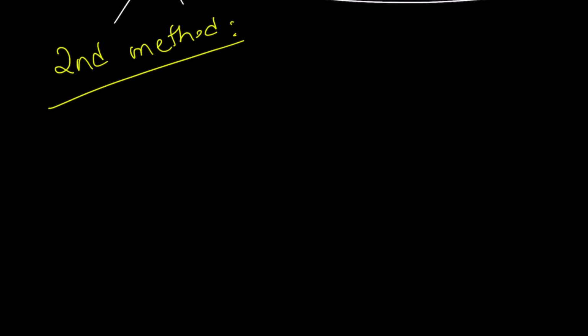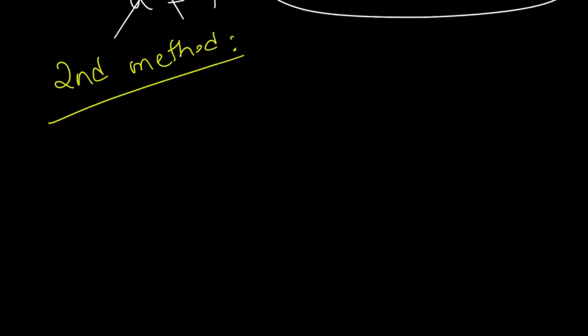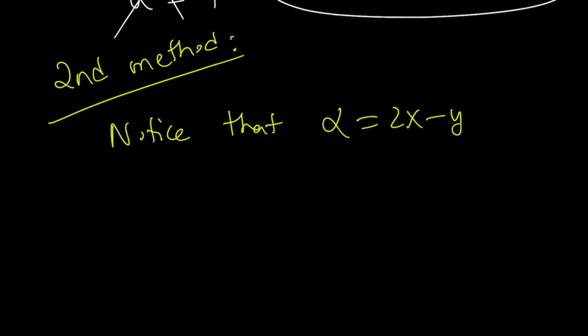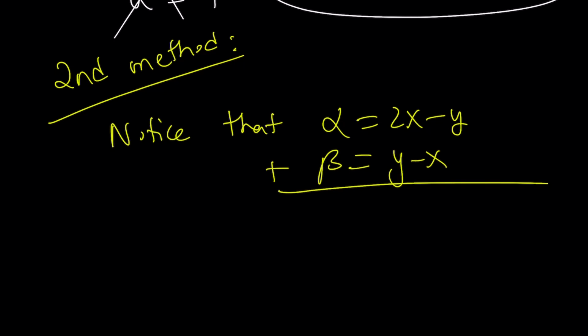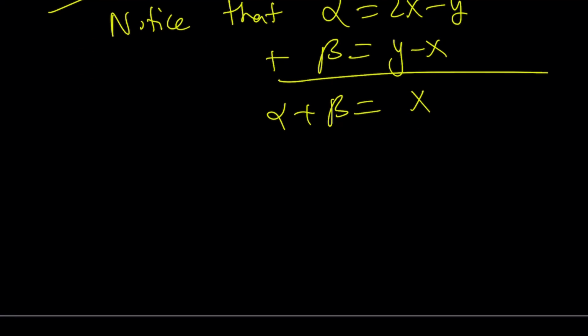I want you to notice, and you probably already did, that if I make some substitution, let's call this angle alpha, so 2x minus y, and let's call the other angle y minus x beta. Notice that if you add alpha plus beta, y cancels out and you end up with x. Awesome, right? So now we can safely say that alpha plus beta is x. So let's tangent both sides. Is tangent a verb? Anyways, it probably is. Let's tangent both sides and we get the following. Tangent alpha plus beta equals tangent x.